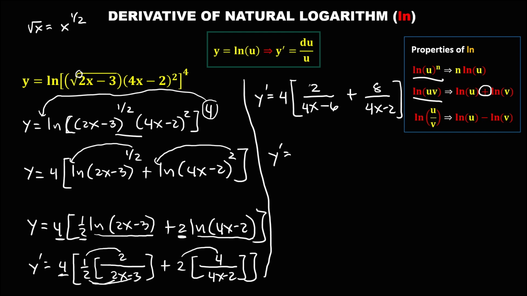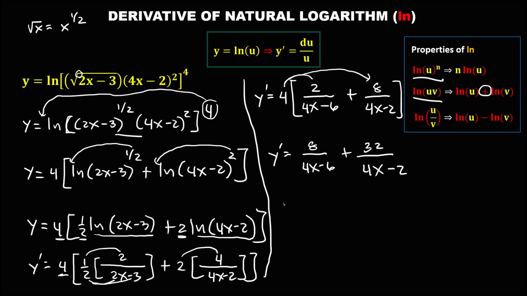Then to rewrite this in a single fraction, we can do it this way. We distribute first this 4 times 2, this one is 8, over 4x minus 6, and 4 times 8, so plus 32 over 4x minus 2. Then again, to rewrite this in a single fraction, you can use the crisscross multiplication, then simplify.